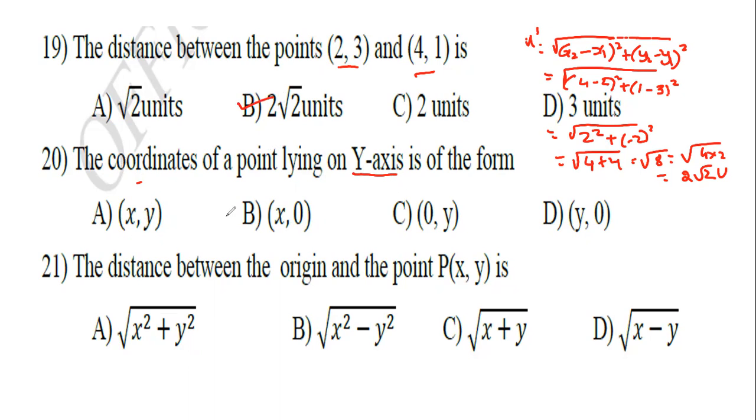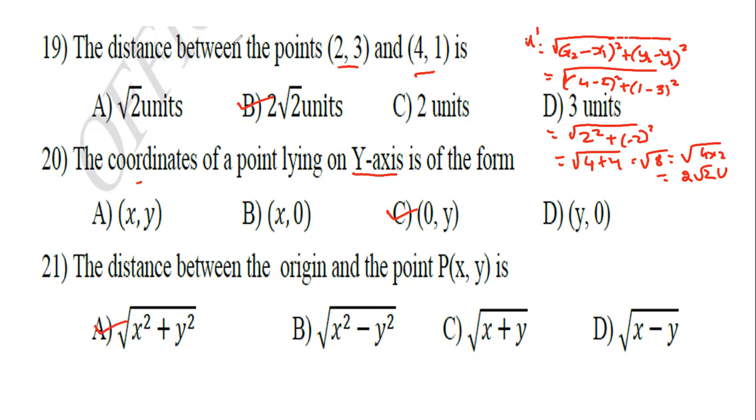So here, observe, x value will become 0. So which option is correct? Which option is suitable? Yes, option C is suitable because here x value is 0. The point is only on the y-axis. So answer option C is correct. The distance between the origin and the point P of (x, y) is dash. Distance from the origin, what is the formula? Formula is square root of x square plus y square. So option A is correct.